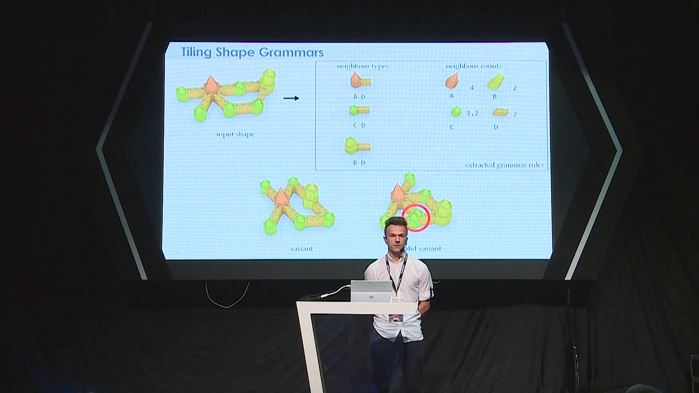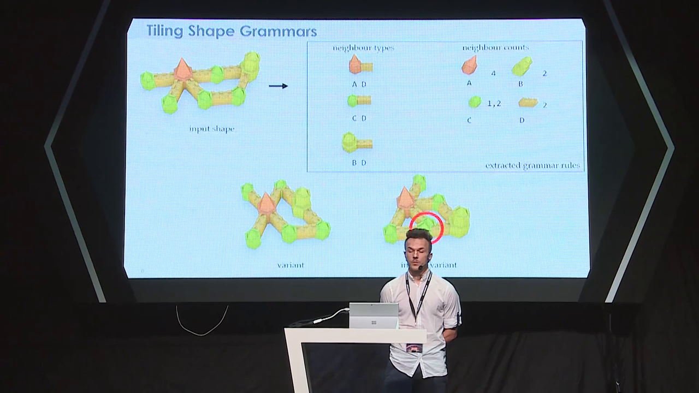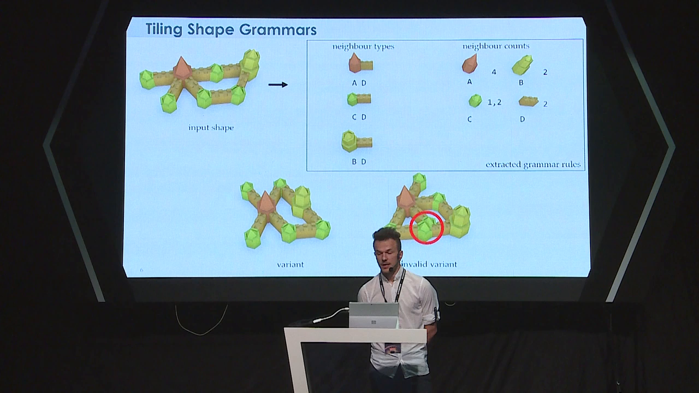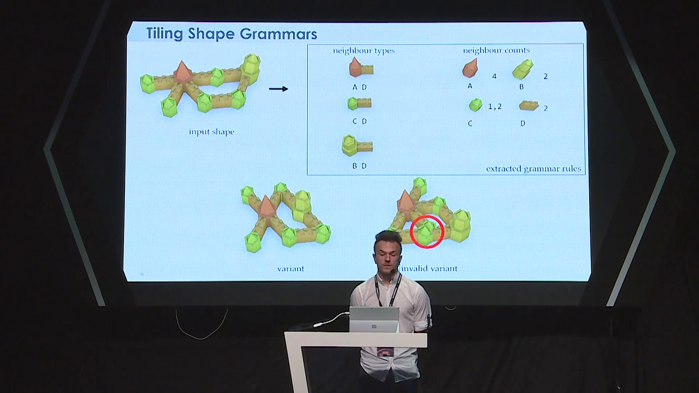that describe how the building blocks that the shape is made out of are allowed to be attached locally to each other. Now in this example, the green tower can attach to one or two pieces because just those are the configurations we have observed in the input shape. And we also restrict the neighbor type, so each of the tower pieces can only attach to a wall piece.